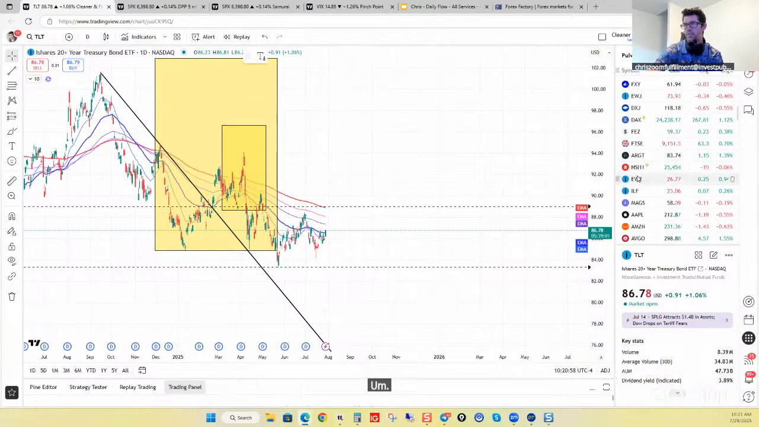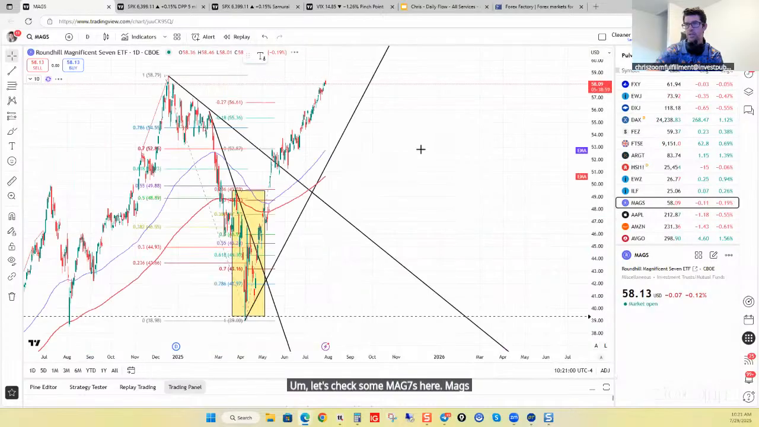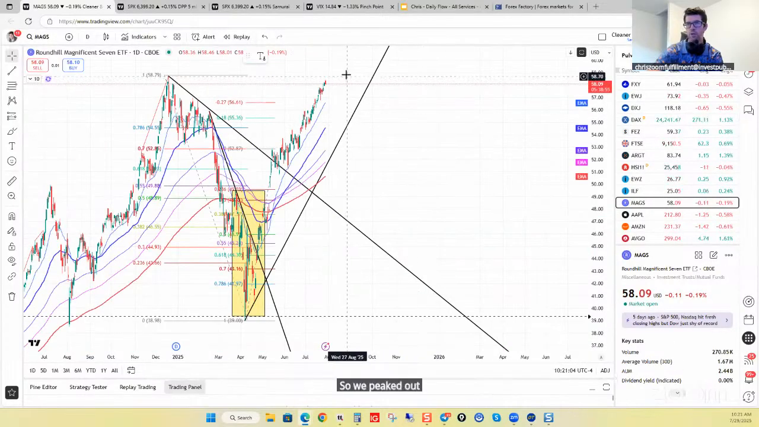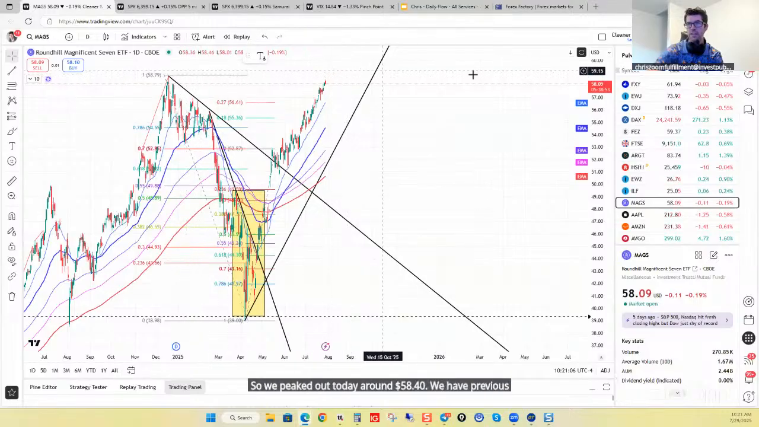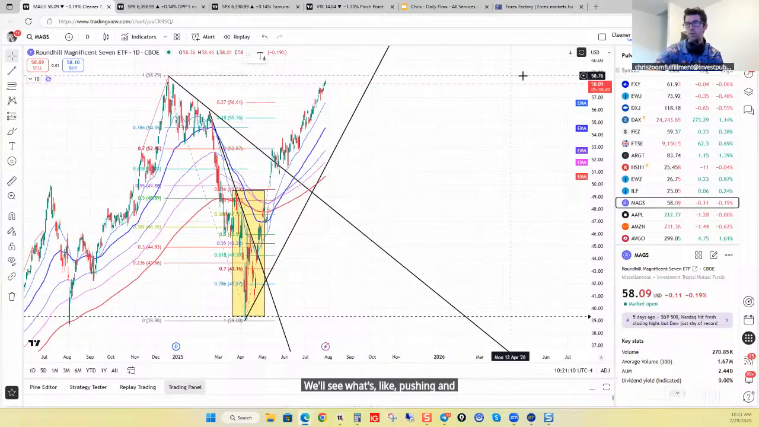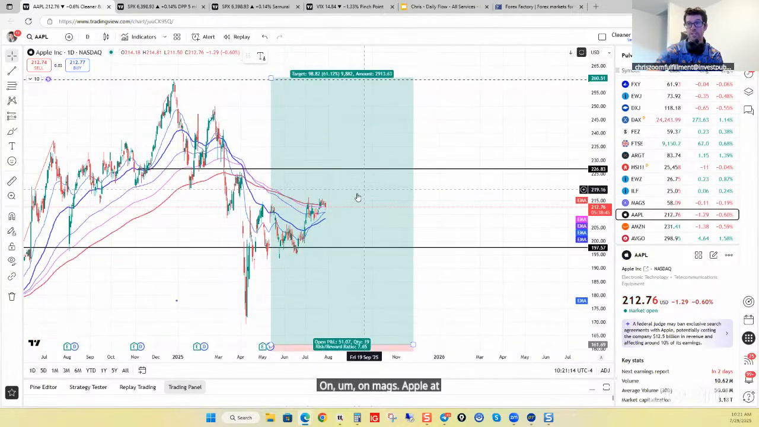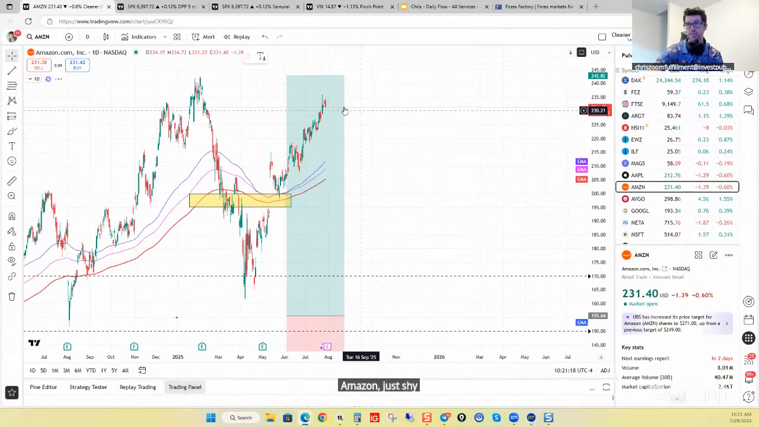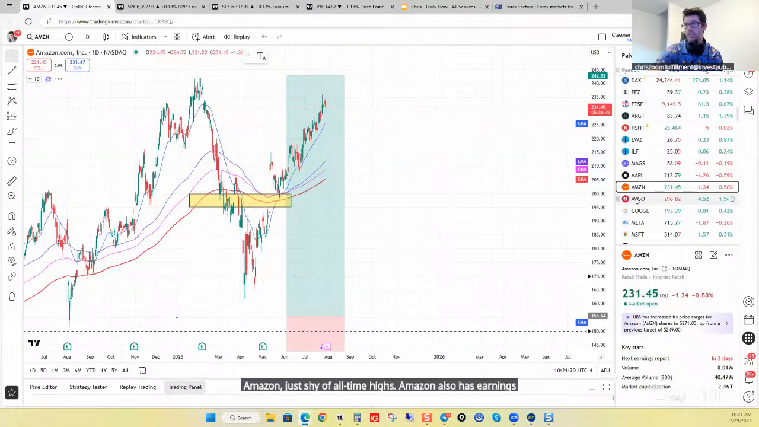Let's check some Mag 7s here. Mags has got to be close to hitting all-time highs. So we peaked out today around 58.40. We have previous all-time highs on Mags at 58.79. We'll see what's pushing and pulling on Mags. Apple at 212. Earnings on Thursday with Apple this week. Amazon just shy of all-time highs. Amazon also has earnings this week. These are both on Thursday.